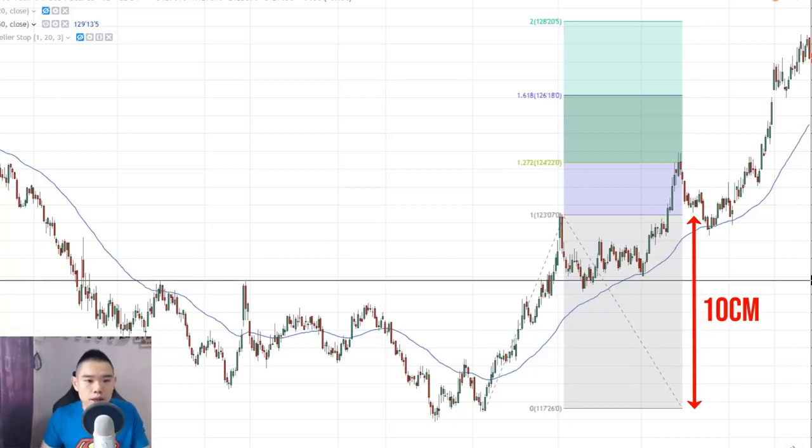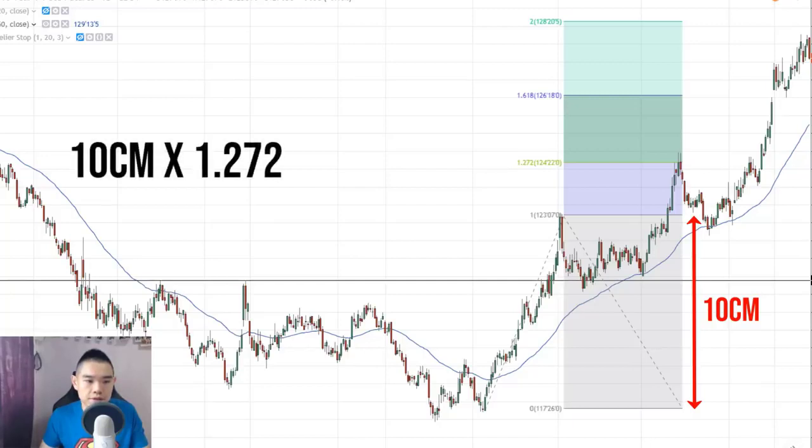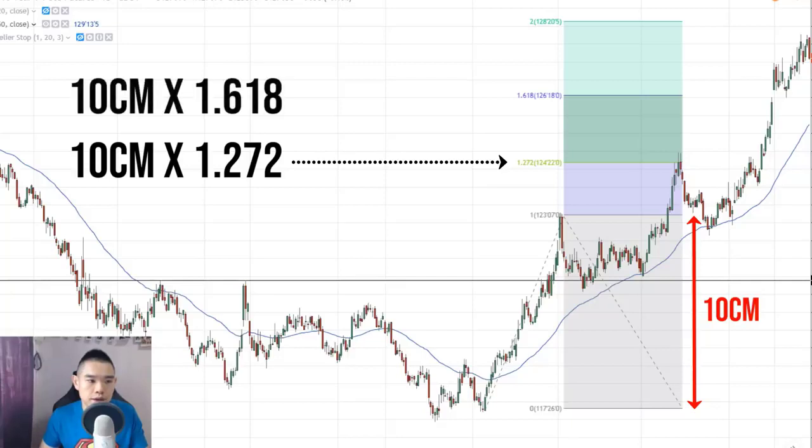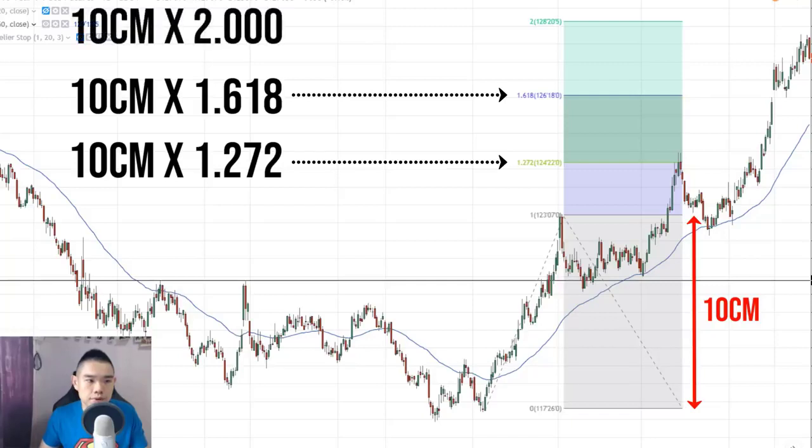So how you get the 127 extension is you just take 10 cm multiplied by 1.272, and you get this figure over here. If you take the distance here, 10 cm, and multiply by 1.618, that's how you get this figure here. And 10 cm multiplied by 2, that's why with this 2.0 you get this figure over here. I'm using 10 cm as an illustration; you can call it X, you can call it Y, whatever. That's how you get your figures over here, and it gives you these different price projections.